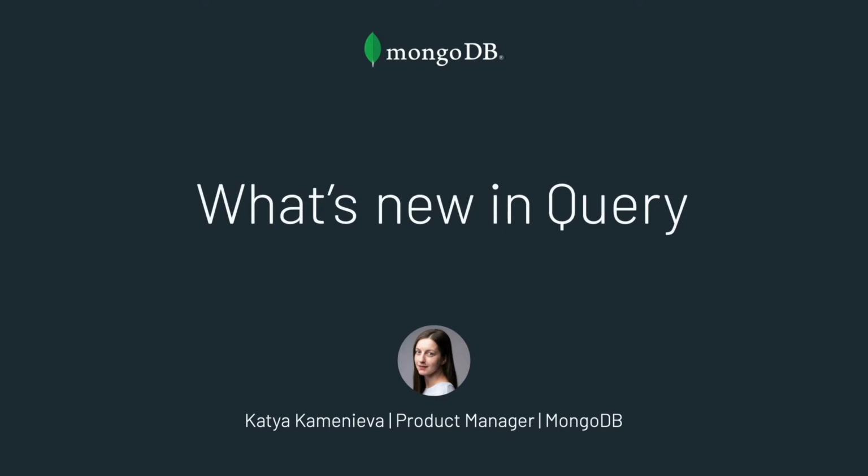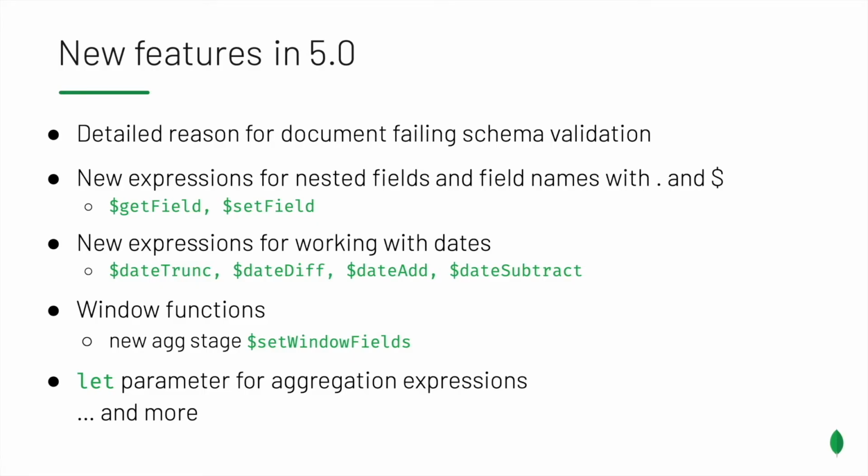These are the things that I would like to highlight. We added the detailed error message when the document fails validation. We implemented new expressions for working with nested fields and fields that contain dot or start with the $ sign. Also, there are new expressions for working with dates. There is a brand new feature of window functions for analytics, and some more. So let's get started. I'd like to start with the improvements to schema validation.